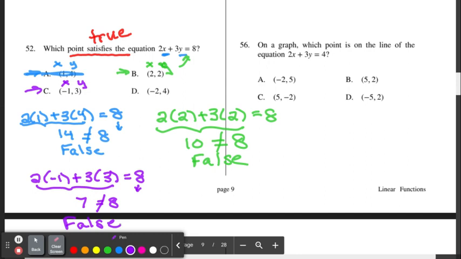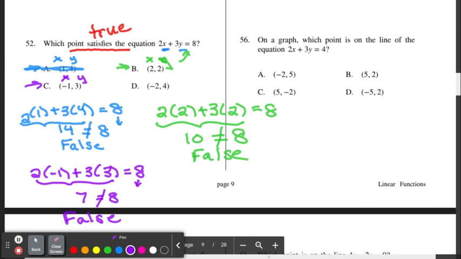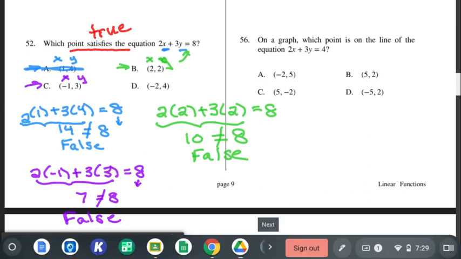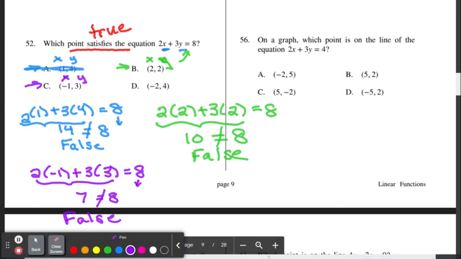Let's pick a color. Can I move this? Hey, get out of here. I think I'll pick red.